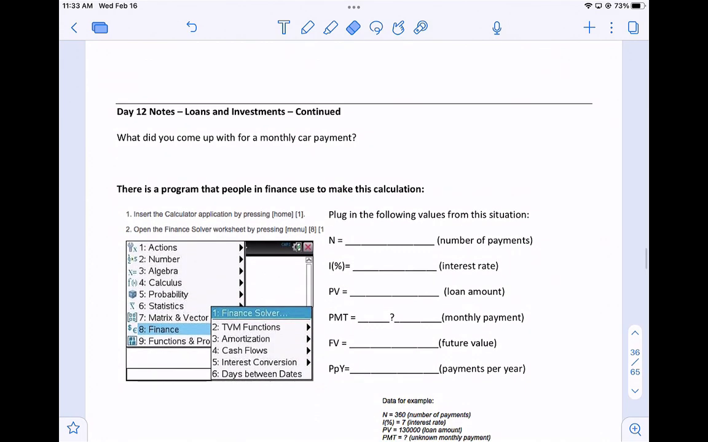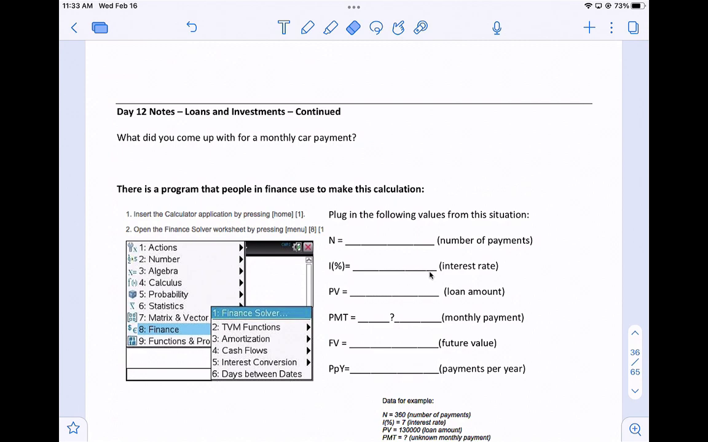Day 12, we'll take another look at loans and investments. So the question is, what did you come up with for a monthly car payment? And in class, we'll talk about what that payment was to pay off that car loan with that interest rate in exactly 60 months. There's a program that people in finance use to make this calculation.